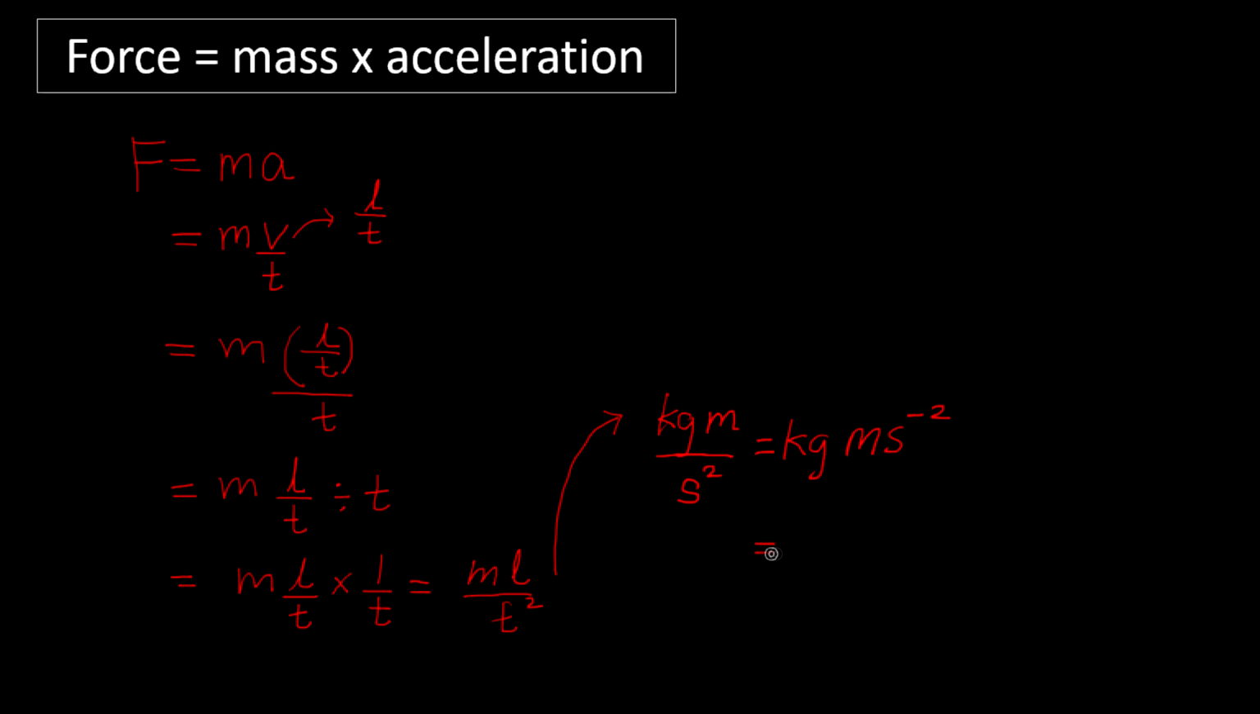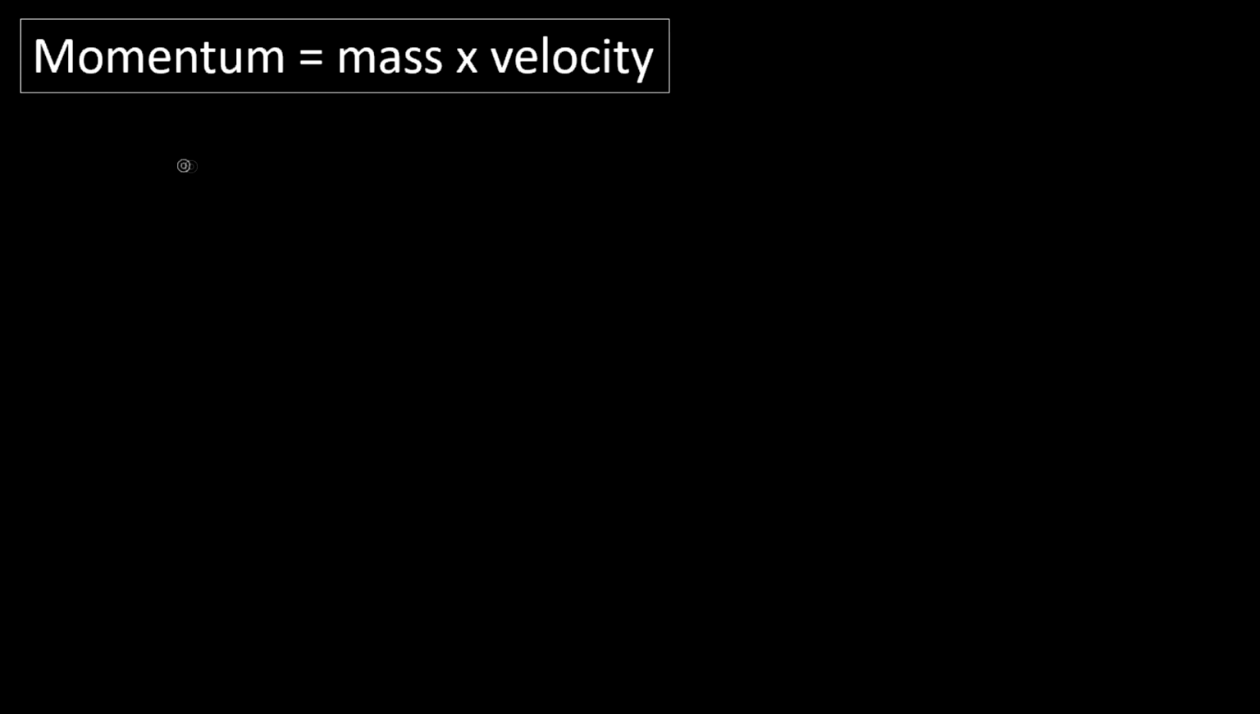And this kg m s negative 2 is the same as Newton. Alright, Newton. So 1 kg m s negative 2 is equal to 1 Newton. Okay? Hopefully you can understand this. Okay, next, momentum. This one also you need to memorize the formula. Momentum equals mass times velocity. So I'm using symbols again. So momentum is small p equals mass times velocity.